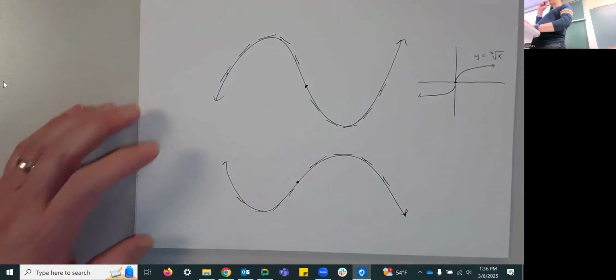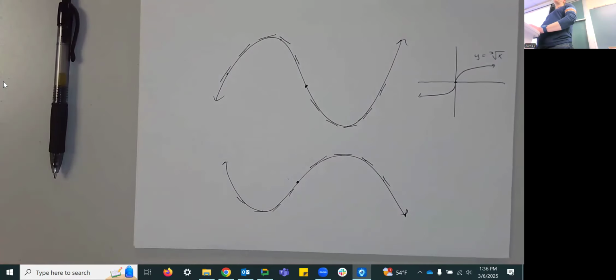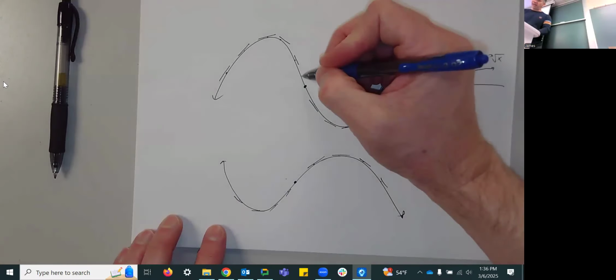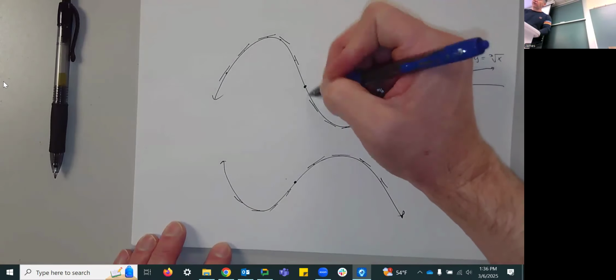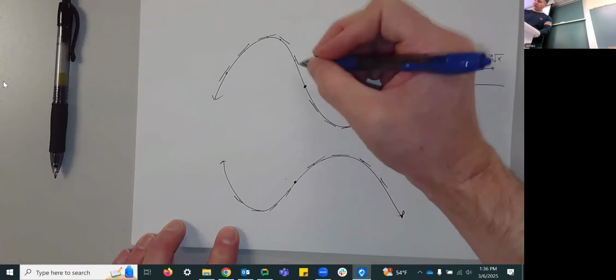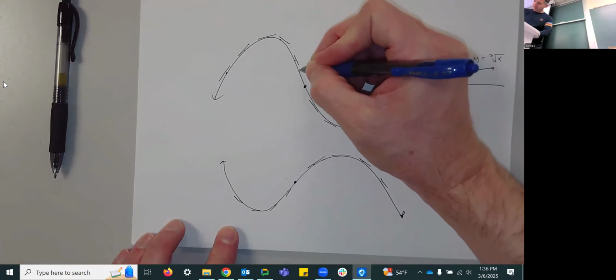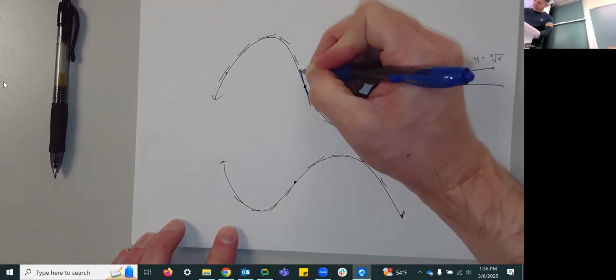And the inflection point is exactly the point where the tangent line goes through the function. Because on the left side here, the tangent line should be above the function. On the right side, the tangent line should be below the function. So it does that, kind of weird. That does not look great.